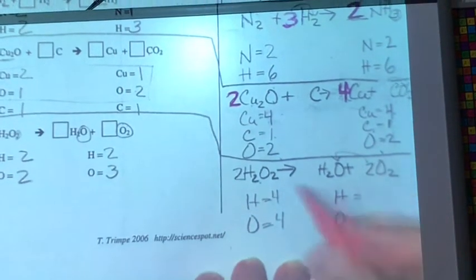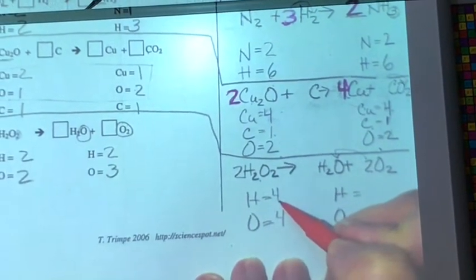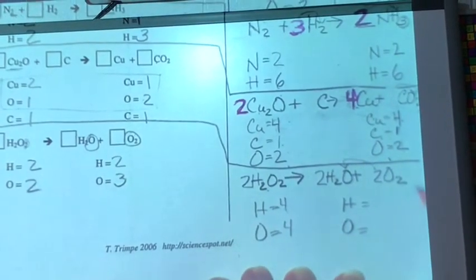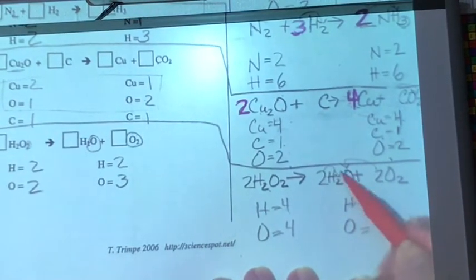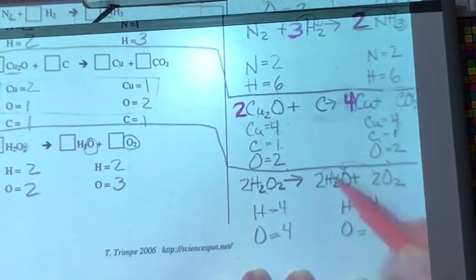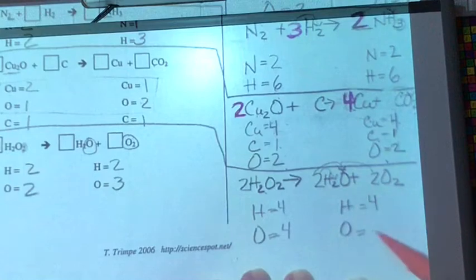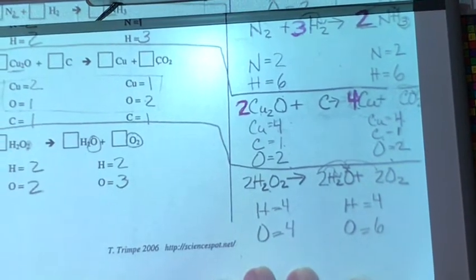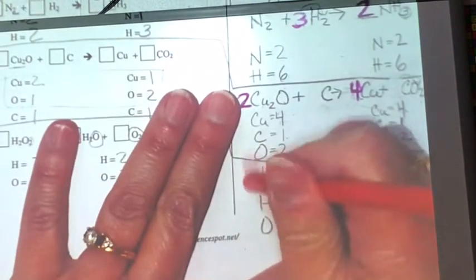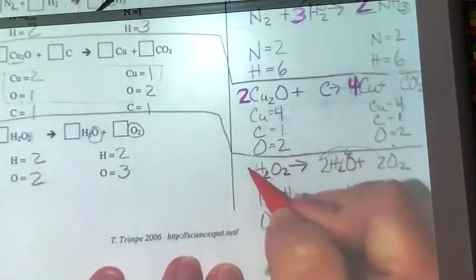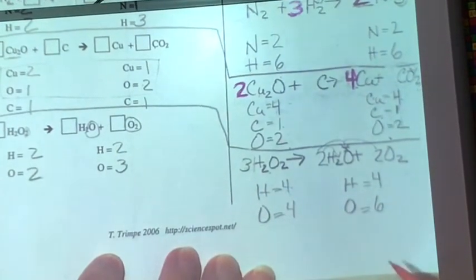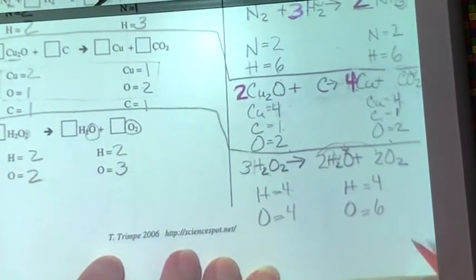But wait a minute, I need to get 4 hydrogens. So what if I put a 2 in front of that? Then that's going to give me 2 times 2 is 4, 4 hydrogens. 2 times 2 is 4, plus 2 more, that's going to be 6 oxygens. Oh, nope, that's not going to work. Because if I go back here and I change this to a 3 to try to get 6, then I'm going to have 6 hydrogens as well. So not going to work.